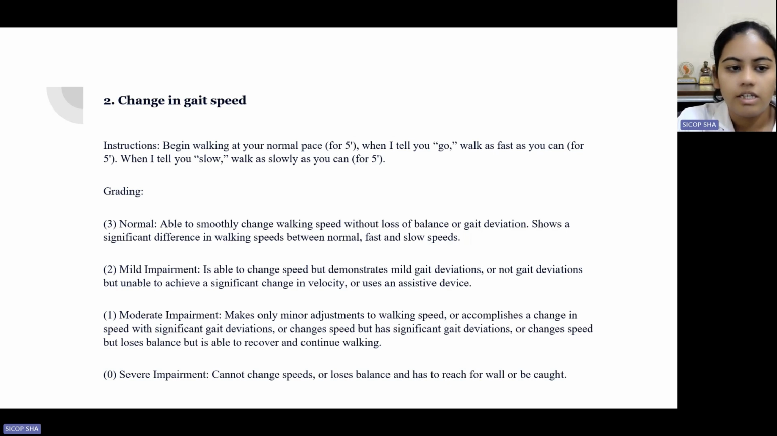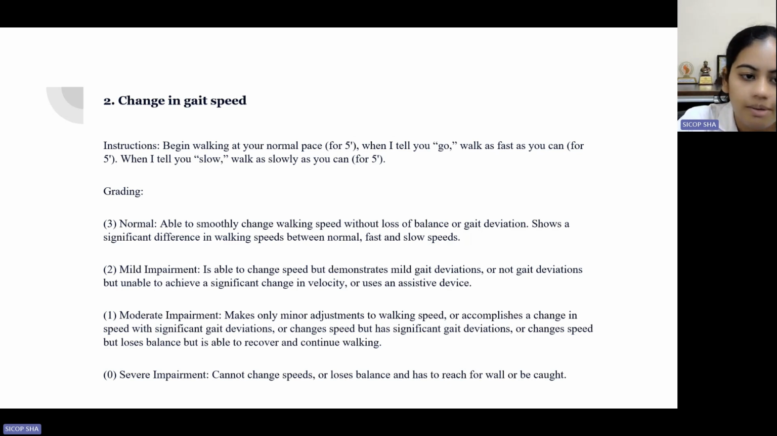So the grading again: 3 is normal, that is able to smoothly change walking speed without loss of balance or gait deviation, and shows a significant difference in walking speeds between normal, fast, and slow speeds. Second is mild impairment, is able to change speed but demonstrates mild gait deviation, or is unable to achieve a significant change in velocity, or uses an assistive device.